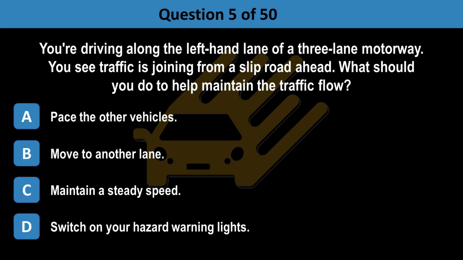You're driving along the left-hand lane of a 3-lane motorway. You see traffic is joining from a slip road ahead. What should you do to help maintain the traffic flow? A. Pace the other vehicles. B. Move to another lane. C. Maintain a steady speed. D. Switch on your hazard warning lights.